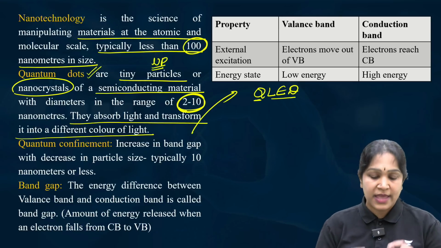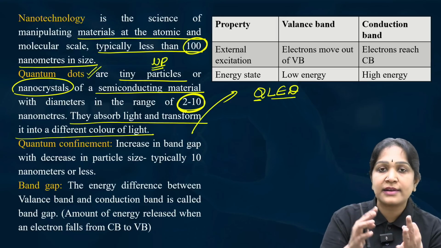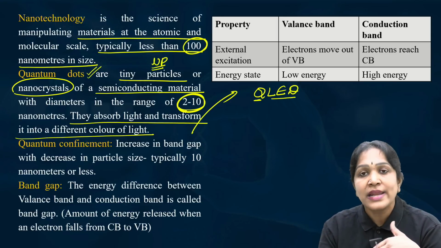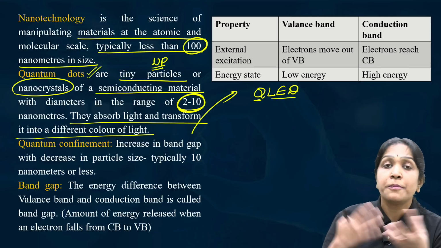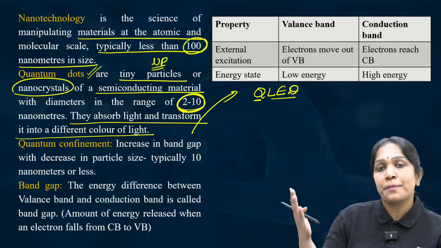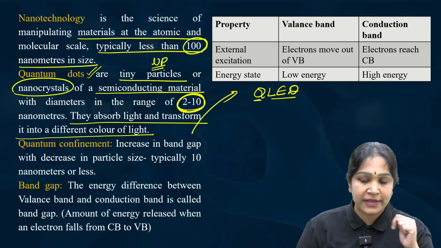Because I told you they absorb one color of light and emit a different color of light. So they form very bright colors. So the QLED TV will give us brighter colors, a wider range of colors, so a better resolution when compared to a regular LED TV.